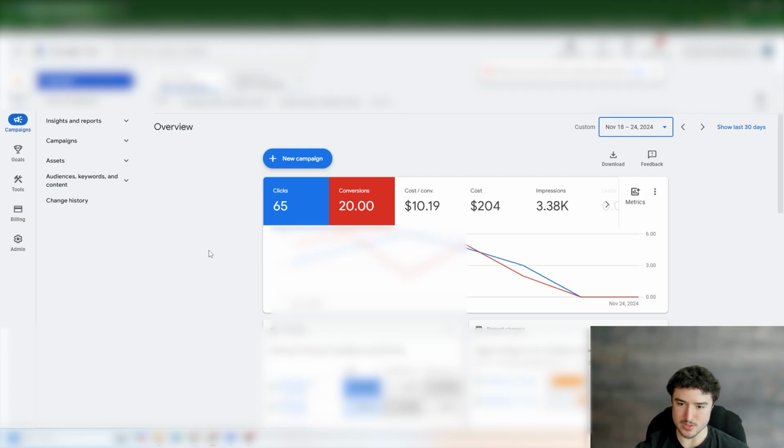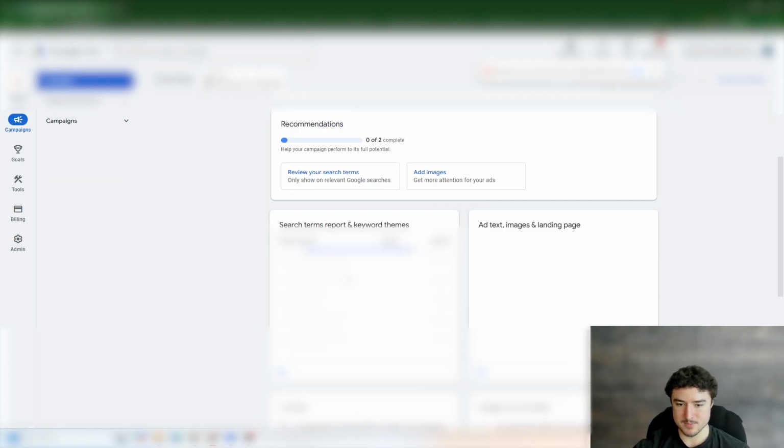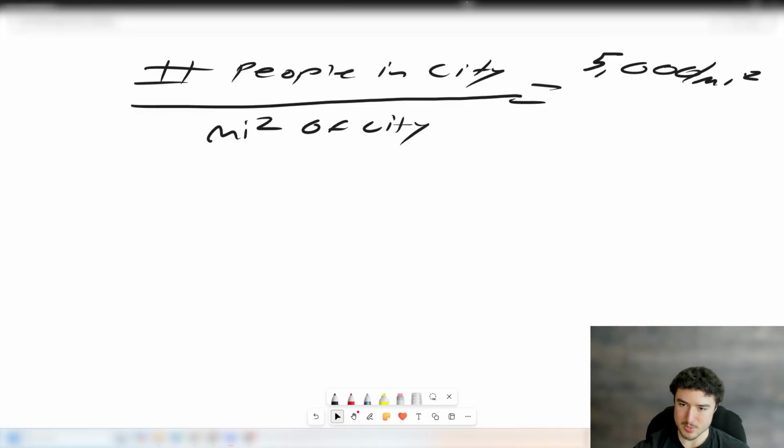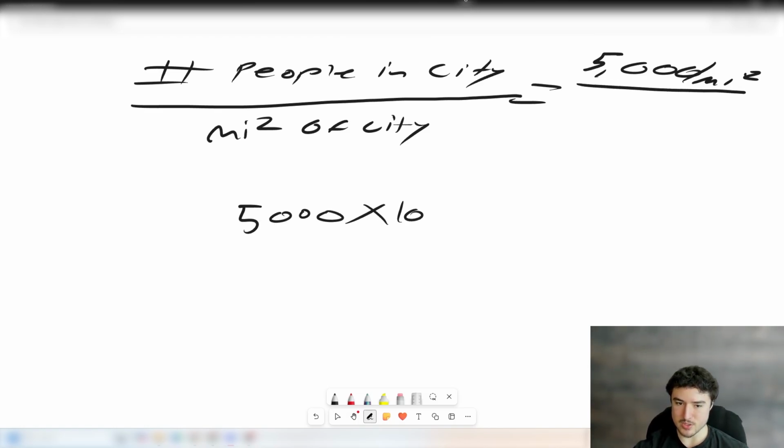But after that, we would go to the Google Ads dashboard and we'd go to your ad and we would see what kind of location setting you have. So in this case, you can see that it's showing to people within 10 miles of your business. And so again, we go back to our math and I would just take this number and multiply it by the radius that we are showing people to. And so in this case, we have 50,000.